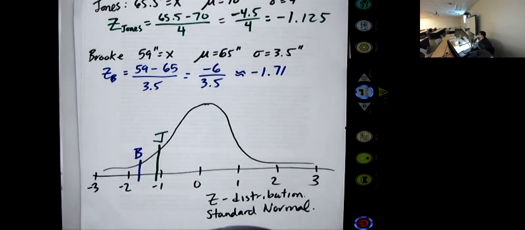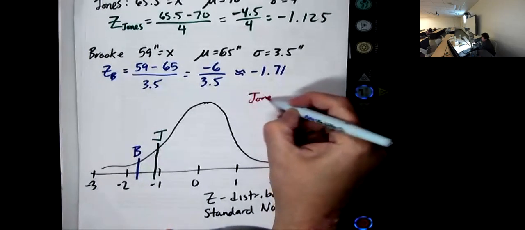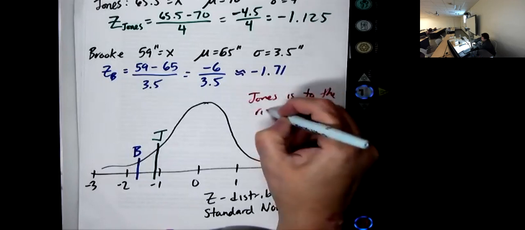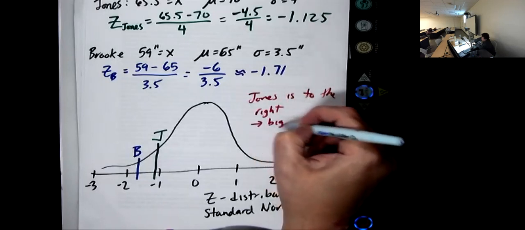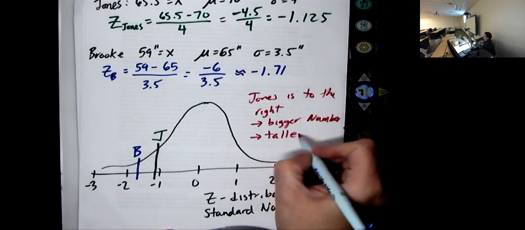Now we're on the same grid. We can compare apples to oranges. Now we're just in the fruit category. And even though I am short for guys and she's short for girls, I am taller with respect to my gender than she is, because I'm closer to the middle. Jones is to the right. It's a bigger value, bigger number, which means in this case, taller, because this was measuring height.